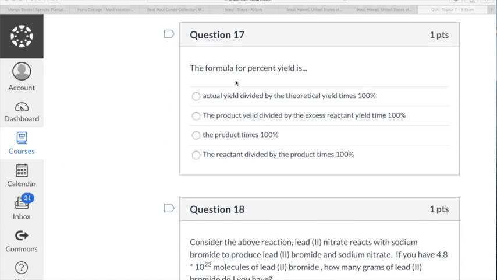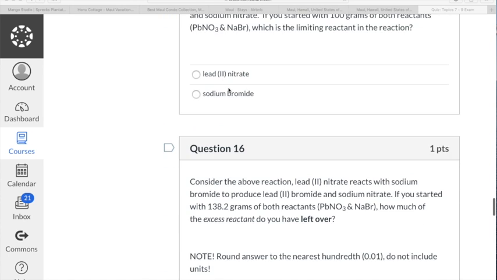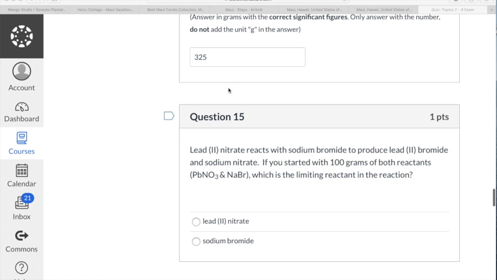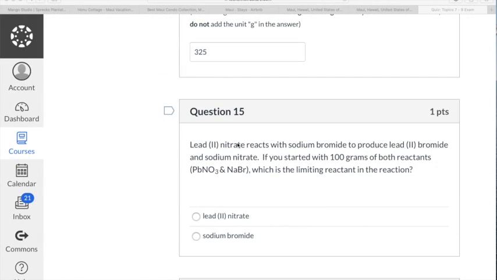The formula for percent yield. Yep, okay. Is that right? Did I skip one? Oh, I totally skipped a couple. Okay, 15. Lead 2 nitrate reacts with sodium bromide to produce lead 2 bromide and sodium nitrate. If you started with 100 grams of both reactants, Pb(NO3)2 and NaBr, what is the limiting reactant?